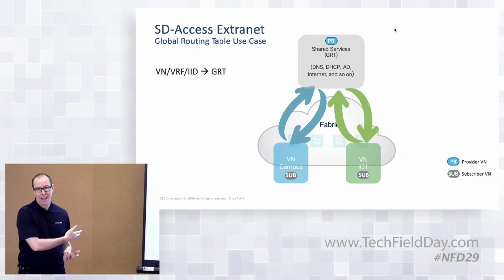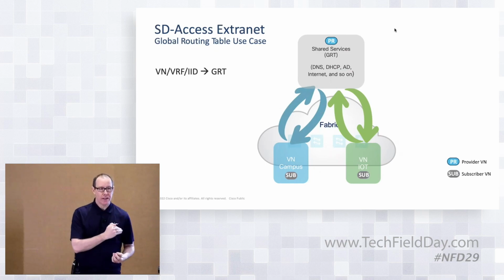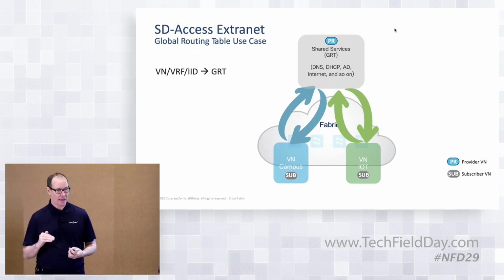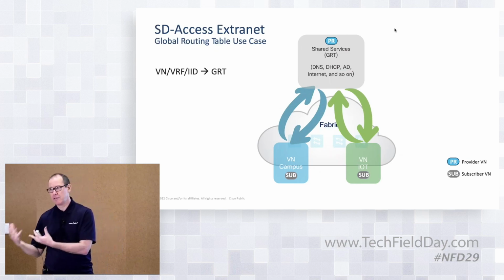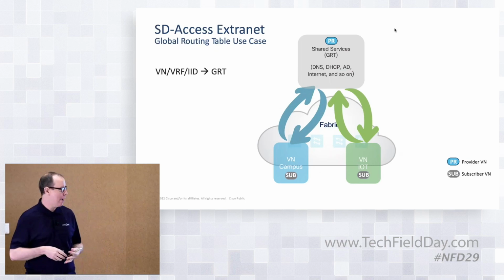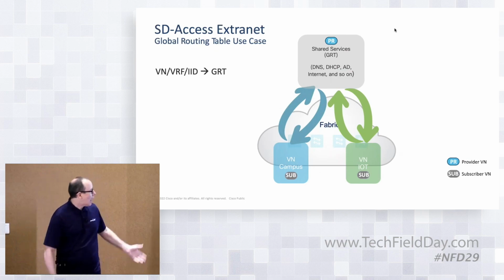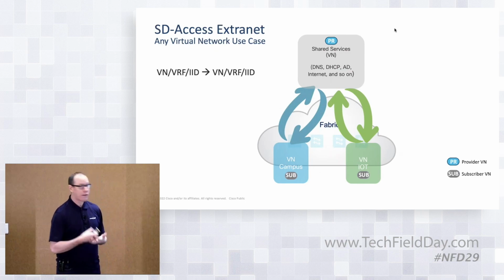And in Lisp, we call it an IID, or an instance ID. Whenever you see these things mentioned, they're all exactly the same thing. So a VN builds a VRF and maps to an IID in Lisp. And in Lisp, Lisp is just a database, so basically it's just a table within Lisp that's mapped to that VRF. So I can do this with the GRT, the global routing table. I can do it with another VN.